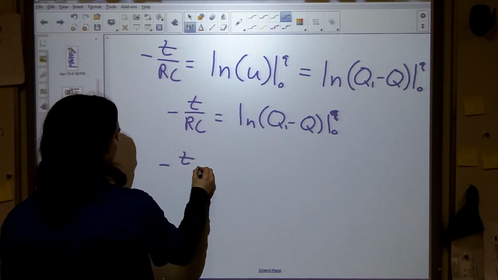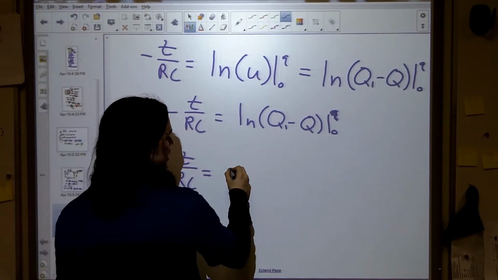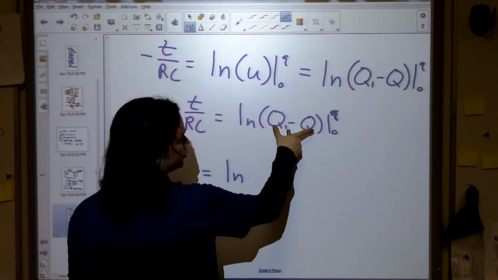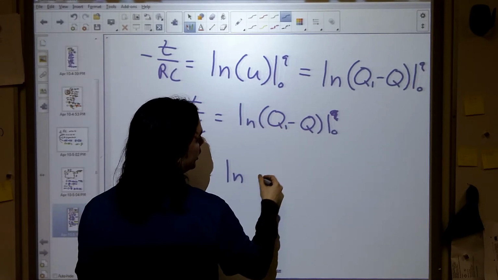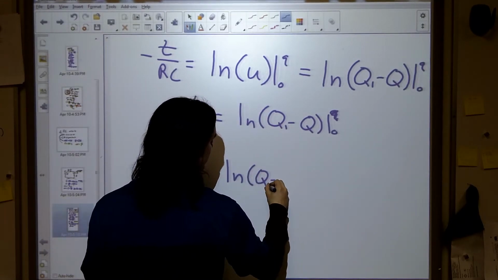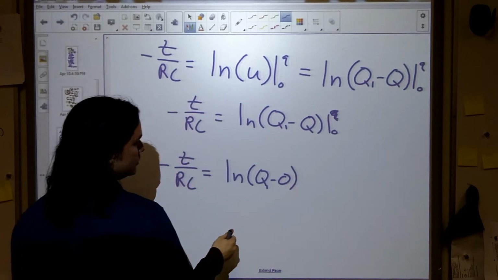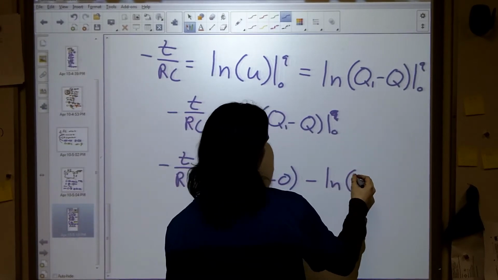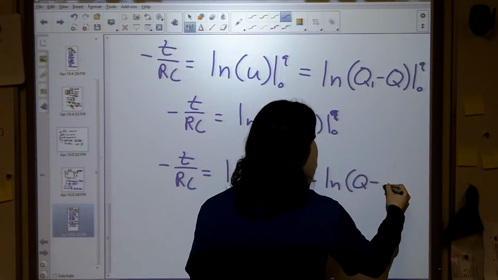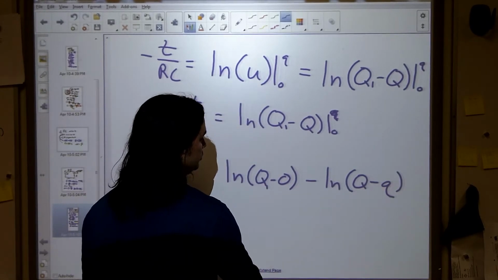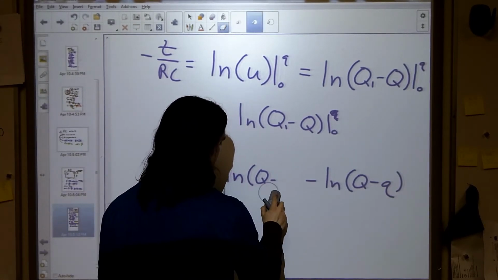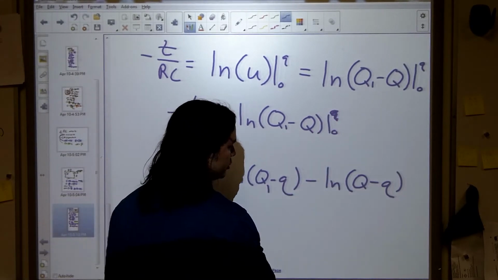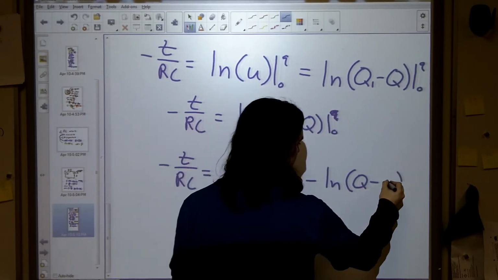All right, so I'm going to end up with negative t over rc equals natural log of, let's see, I'm going to have, okay, so natural log of q1 minus 0, and then minus the natural log of q1 minus little q. Oh, I've got that reversed. I apologize. It's been a long day. My upper limit of integration is little q. My lower limit of integration is 0.